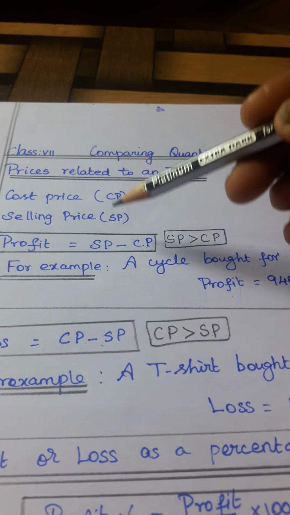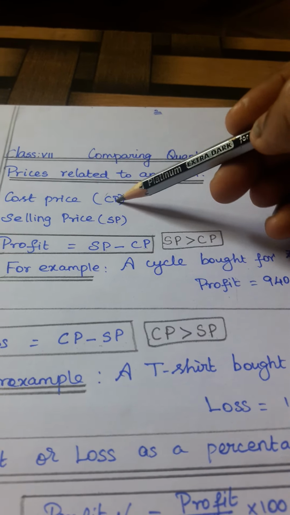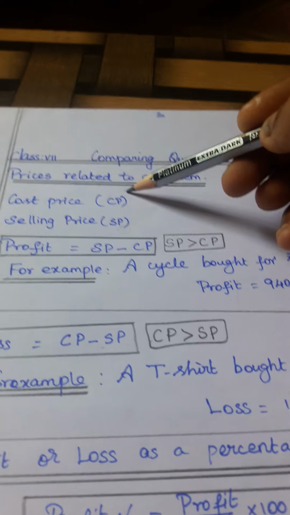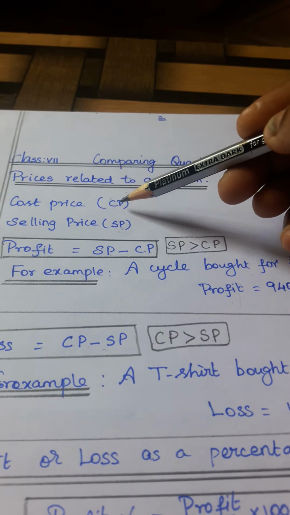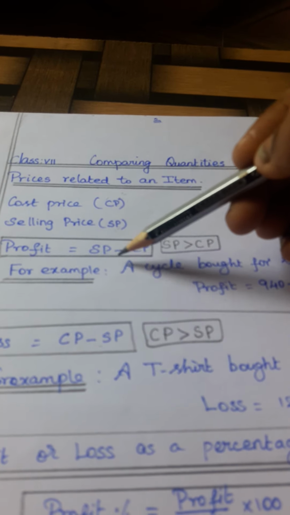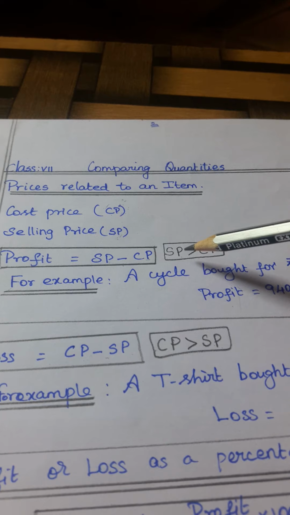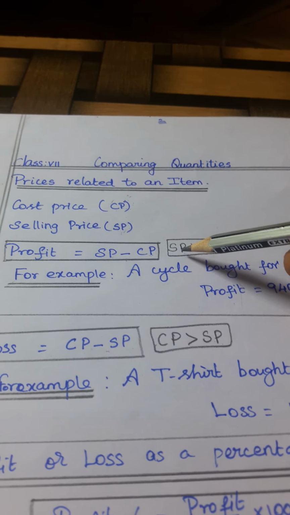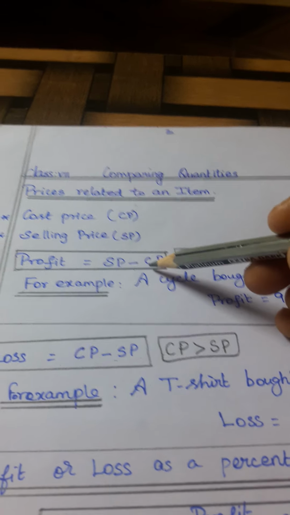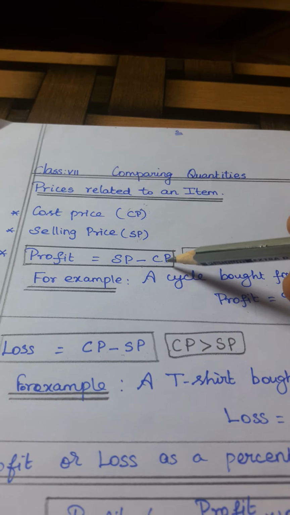We can decide whether the sale was profitable or not depending on the cost price and selling price. If the selling price is greater than the cost price, then we get a profit. So to find the profit amount, we can use this formula. What is the formula? Profit is equal to selling price minus cost price.